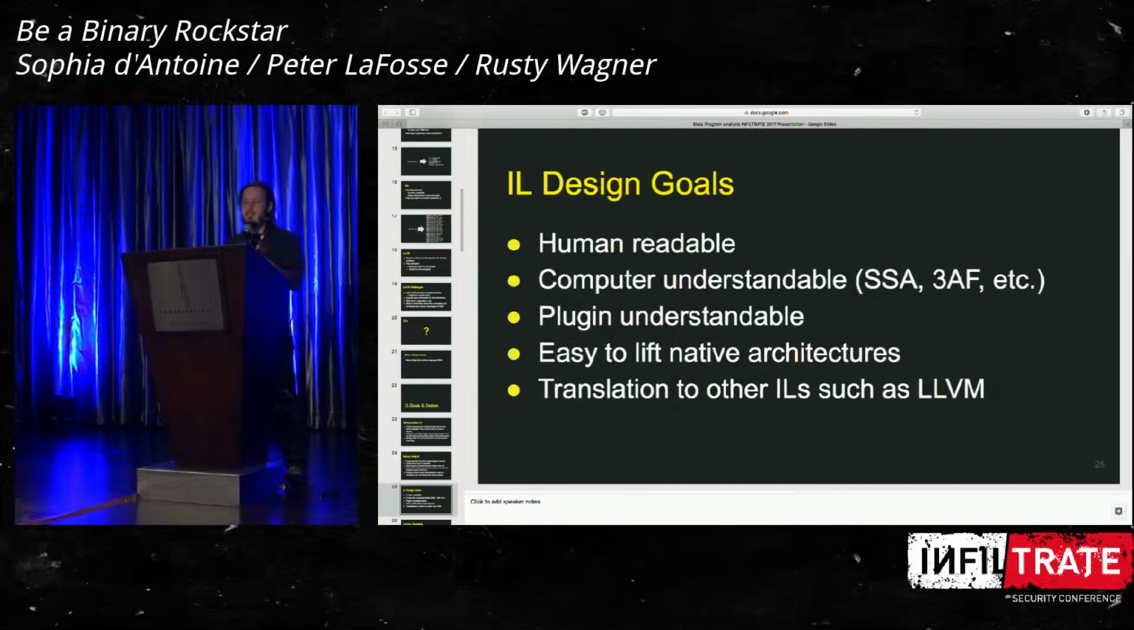Other goals that we have is that we definitely want it to be computer understandable, so we want to provide things like SSA form or 3-operand form, and allow you to compute based on that IL. That also requires us to make the IL plugin understandable, which means that plugins need to be able to interact with our IL. And we don't want to hide anything from you. If we do analysis on something, we want to provide that as an API so that you can write plugins based on it and analyze things.